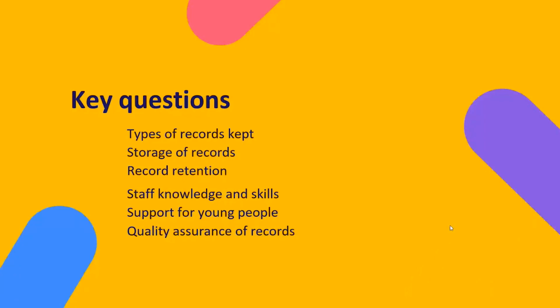So in terms of your key questions, you're going to be thinking about the types of records you're keeping, where you're going to keep them, how you're going to keep them so securely, making sure you're really clear around your record retention. The guidance is clear on that, so that needs to be clear within your policies. Thinking about what you do with records should your setting close or be taken over by another provider. How are you going to work with staff around their knowledge and skills and make sure that they are producing those accurate records? How are you going to quality assure your records? And how are you going to support young people to understand the records kept, and also how they can access them now or in the future?